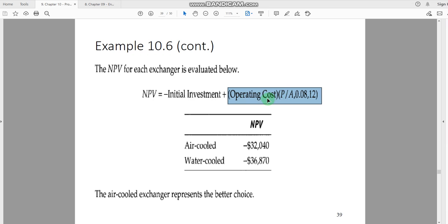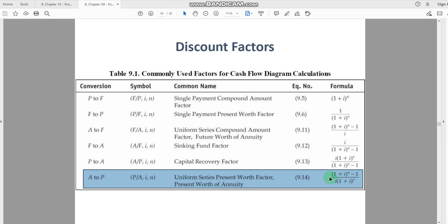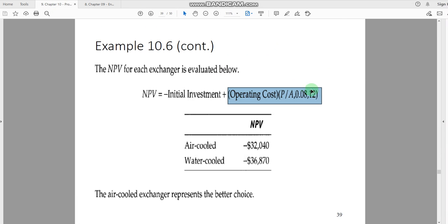Okay, so 1200 will be the annuity, and if we simply use this equation, 1200 multiplied by (1 plus i) to the power n minus 1, divided by i times (1 plus i) to the power n, where the interest rate is 8%, so 1.08 with the power 12 years, that is the operating life, minus 1, divided by the interest rate, which is 0.08, multiplied by 1.08 with the power 12 years. Okay, so this way we can account for the operating life for this particular equipment.